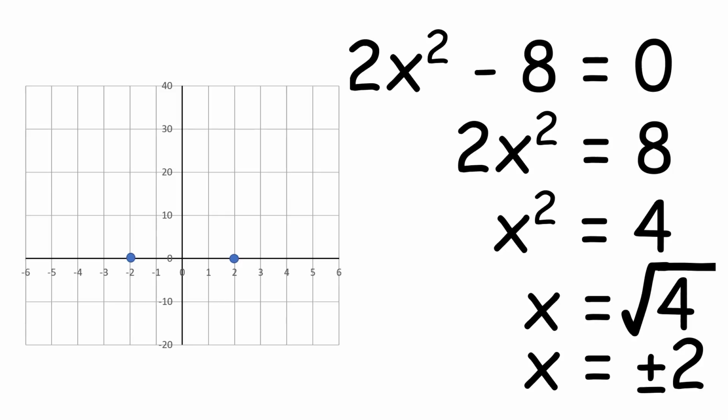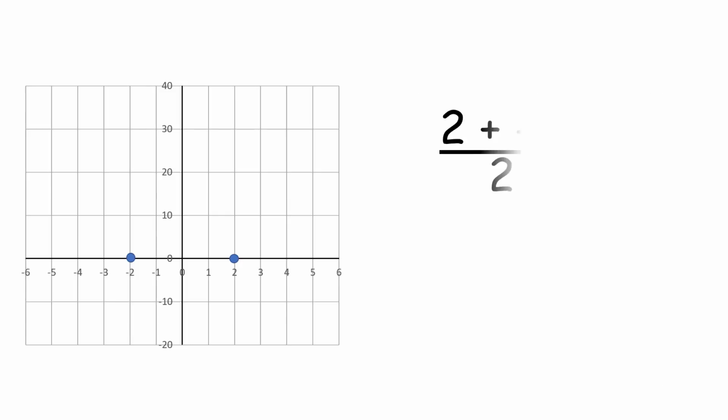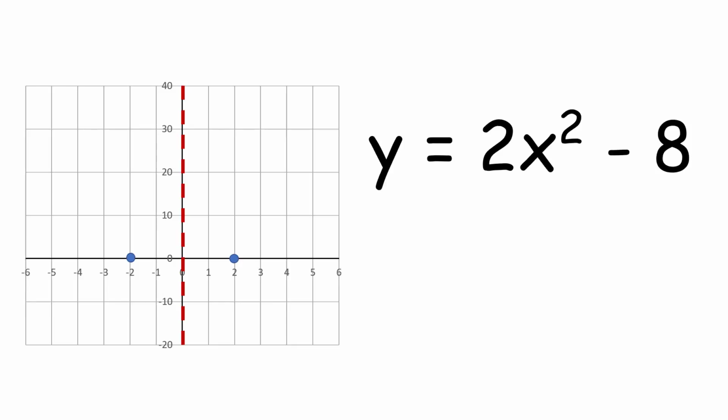From this, we can also determine the x value for the line of symmetry. It's exactly halfway between the two known x values. So in this case, it's at 0. And with this information, we can solve the equation to find the value of y when x is on the line of symmetry, which will give us the vertex. In this case, x squared is 0, so y is negative 8.